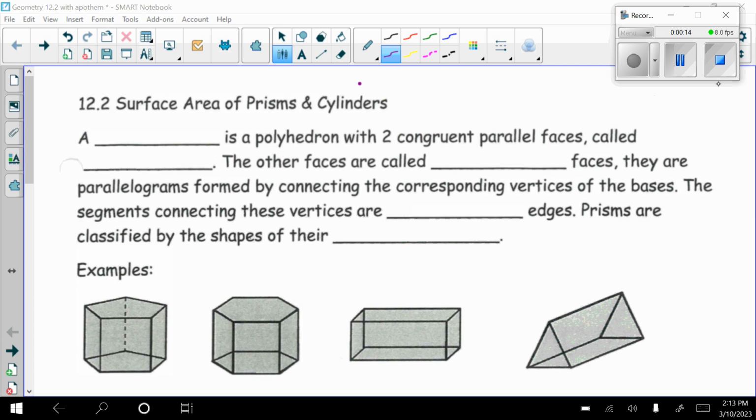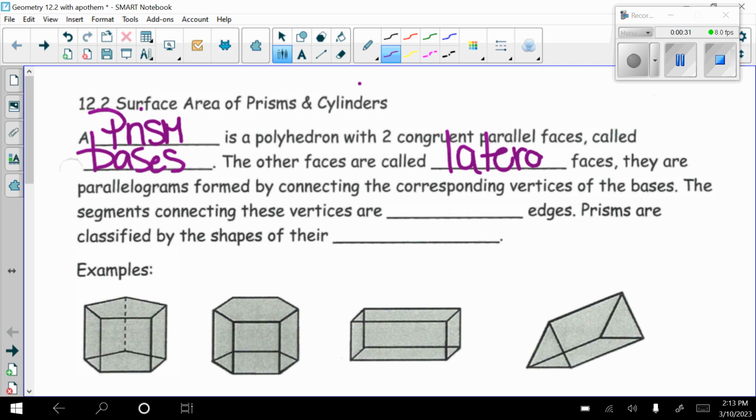So first, a prism is a polyhedron with two congruent parallel faces called bases. The other faces are called lateral faces. They are parallelograms formed by connecting the corresponding vertices of the bases. The segments connecting these vertices are lateral edges.